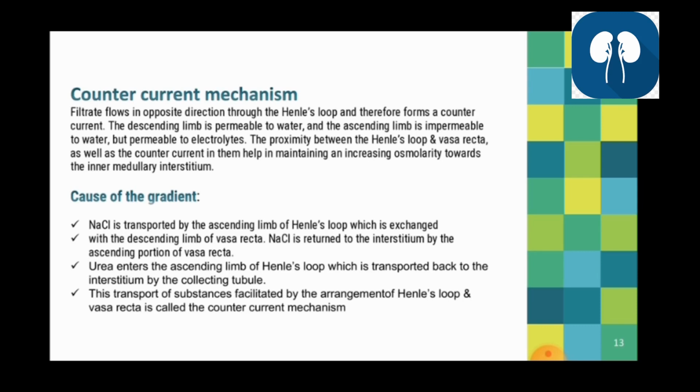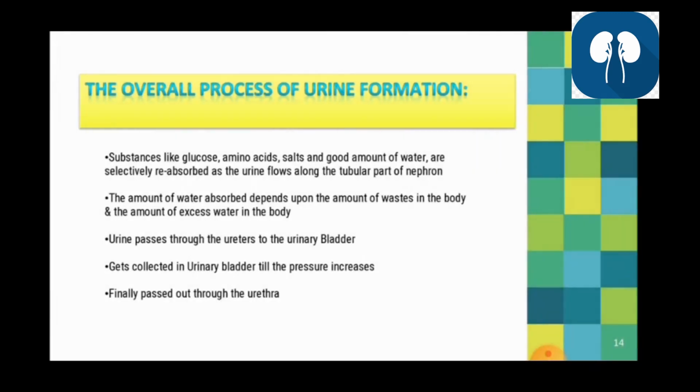Talking about urea, urea enters the ascending limb of Henle's loop, which is transported back to the interstitium by the collecting tubule. So children, this transport of substances facilitated by the arrangement of Henle's loop and vasa recta is known as countercurrent mechanism. Because the flow of substances is in opposite direction, first it is secreted out and finally it is reabsorbed by the interstitium. So that is why it is termed as countercurrent mechanism.